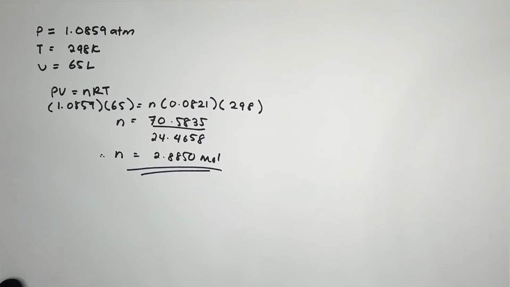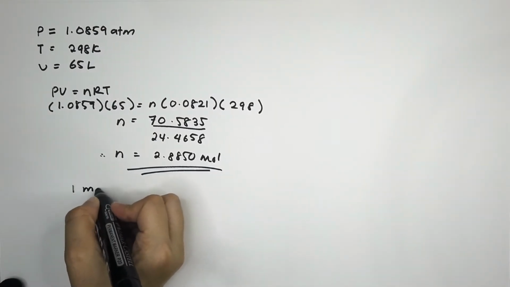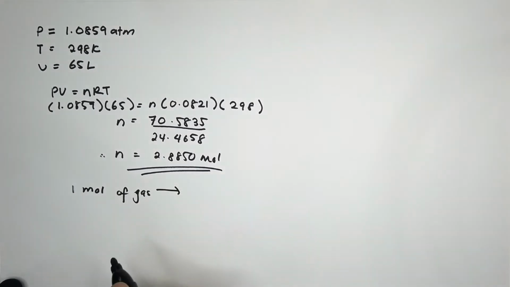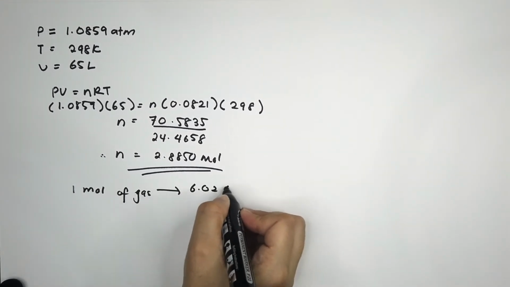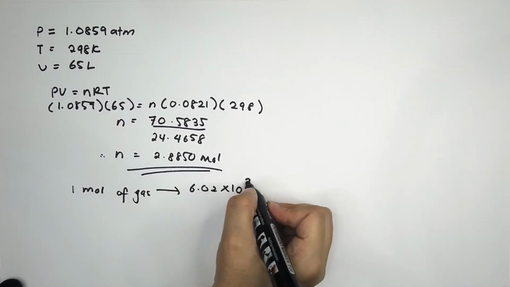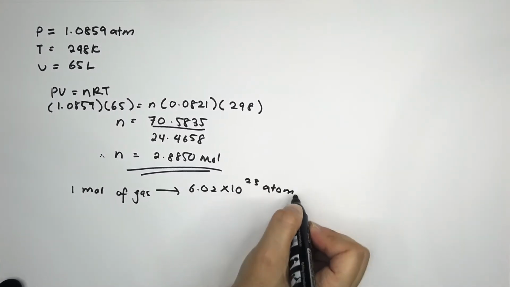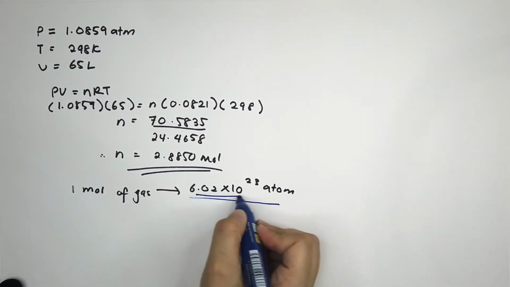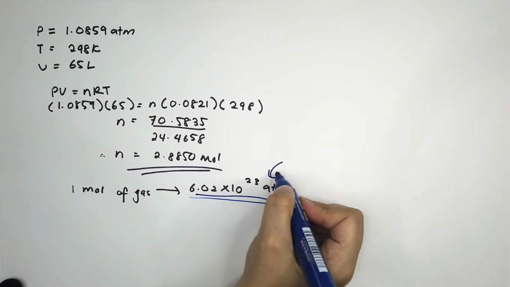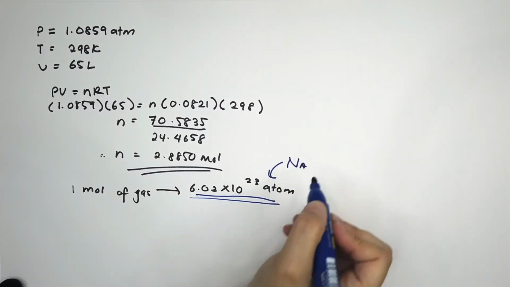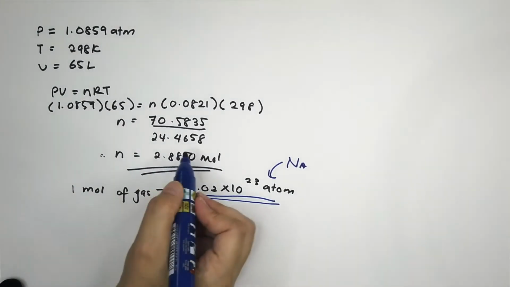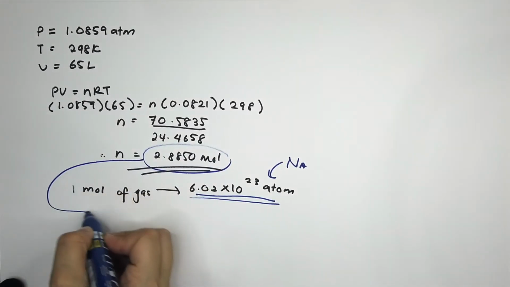Okay. This is not the end of the calculation for this question. The question asks how many atoms, right? 1 mole of a gas is equivalent to 6.02 times 10 to the power of 23 atoms. This is a constant value that you need to know, which is the Avogadro number.